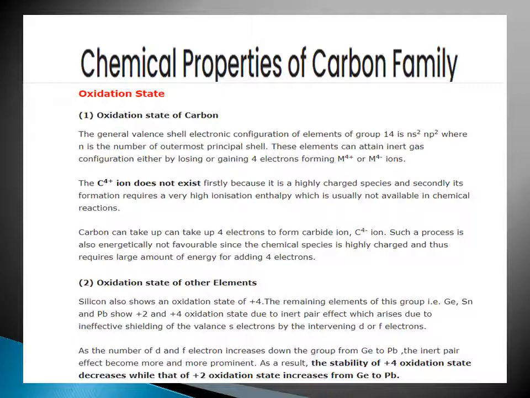The carbon 4+ ion does not exist, firstly because it is a highly charged species, and secondly its formation requires a very high ionization enthalpy, which is usually not available in chemical reactions. Carbon can take up 4 electrons to form C4-. Such a process is also energetically not favorable, since the chemical species is highly charged and thus requires a large amount of energy for adding 4 electrons.